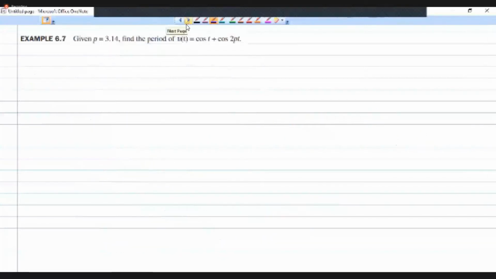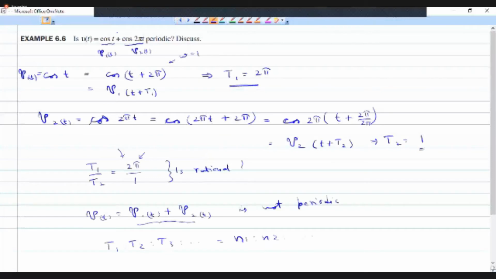See this example. Find the period of v of t is equal to cos t plus cos 2pt. So it is similar to the previous example that we have seen here. Only thing, this 2 pi is replaced with p in this second example. So p is having a value 3.14 given. So take this value only.